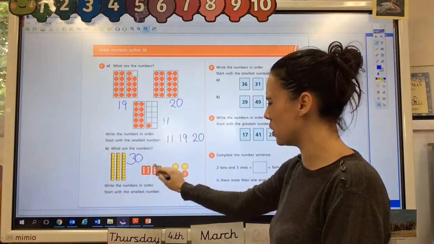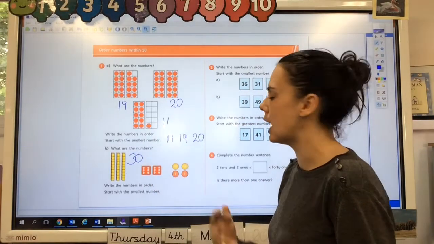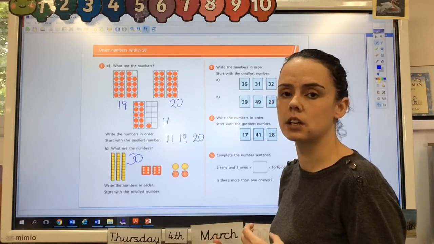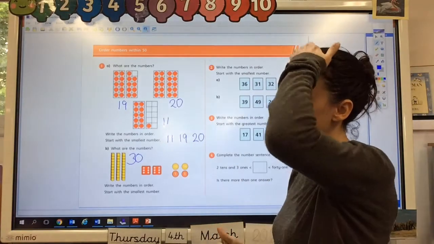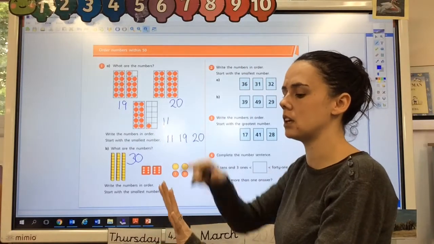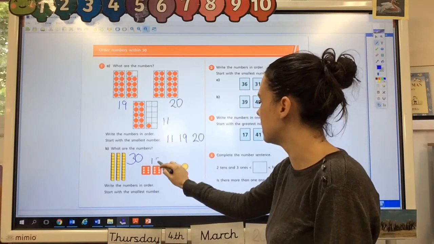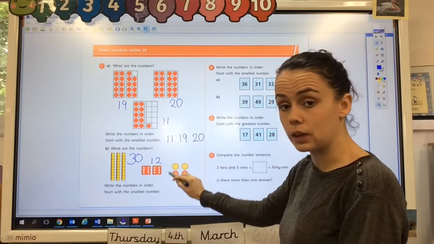Now, how many have we got here? We've got 2 dice. And on the dice we've got 6s. What's 6 add 6? 6 in my head. Hold up 6. So 6, 7, 8, 9, 10, 11, 12. And then what number have I got here?